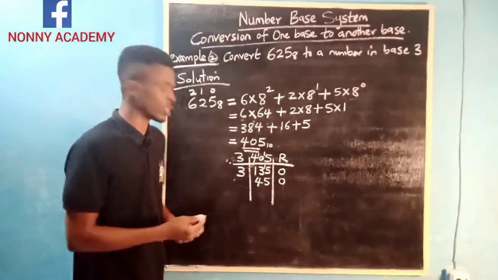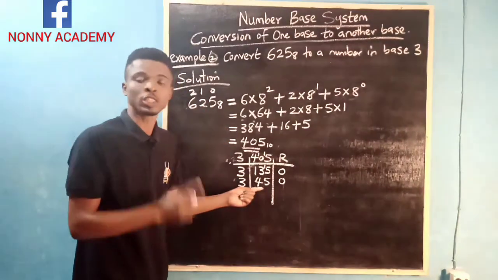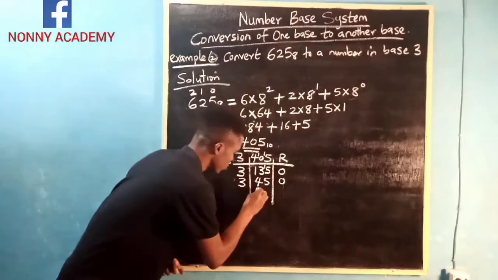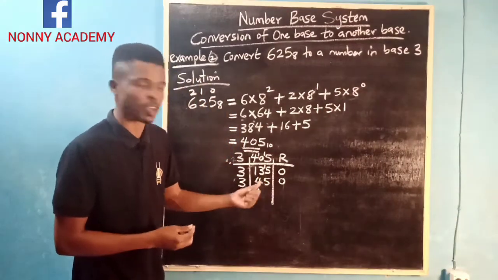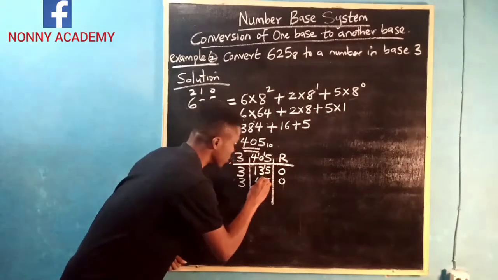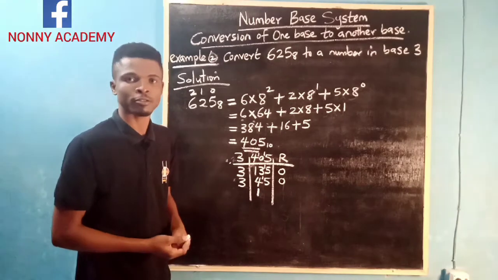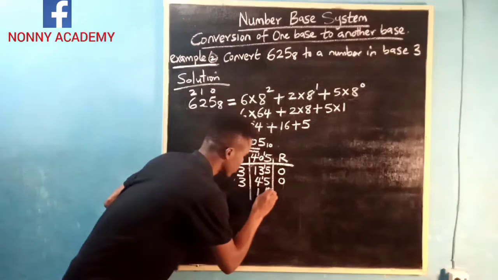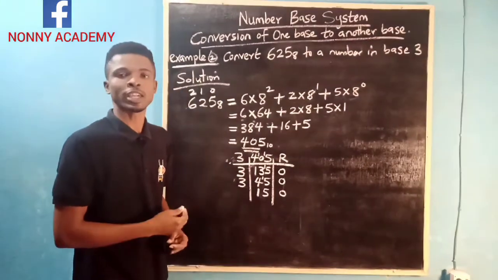Then I will divide by 3 again. 3 in 4 is 1 remainder 1. Then the remainder, which is 1, I put it in front of the next digit, which is 5, to make this 15. Then I have 3 in 15, which is 5 remainder 0. I will divide by 3 again.